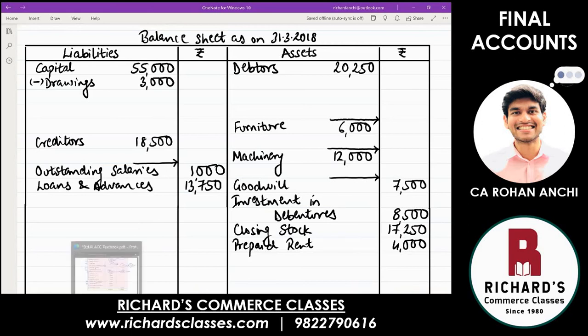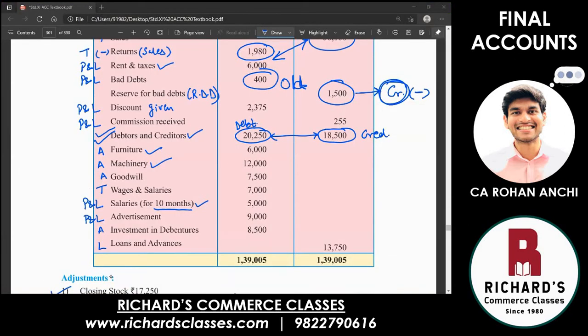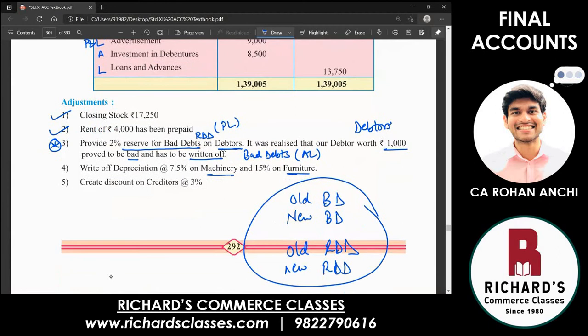So whenever 2 adjustments are given together, you are going to do the bad debts adjustment first, not the RDD, not the reserve adjustment. First, the bad debts adjustment. So when you read, the first point is up to reserve. We don't want that right now. What is actual loss? The next part of the sentence: our debtor worth 1,000 proved bad and he is not going to pay. So that is your actual loss, 1,000.